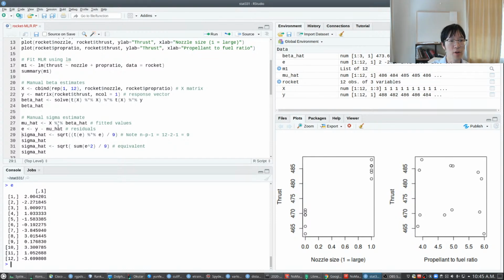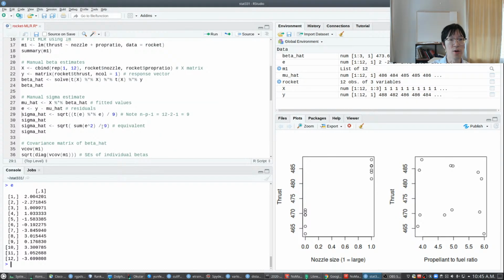Okay, and so how do we get from the residuals to the estimate of sigma? According to our formula, we can do E transpose times E in vector form. So that's here, E transpose E, and then we have to divide by the residual degrees of freedom. So how many residual degrees of freedom?